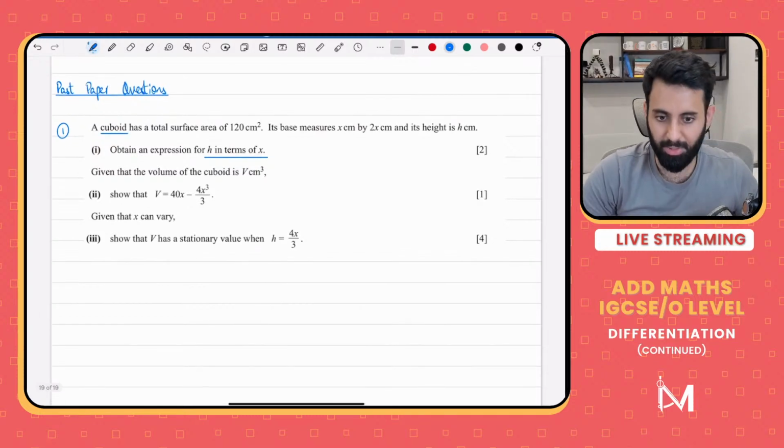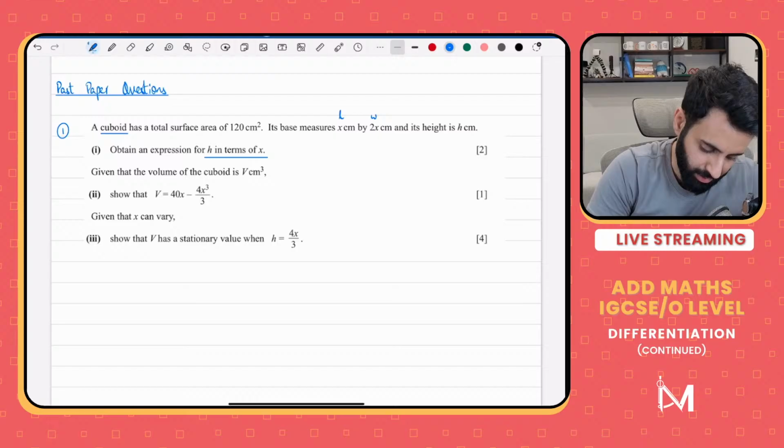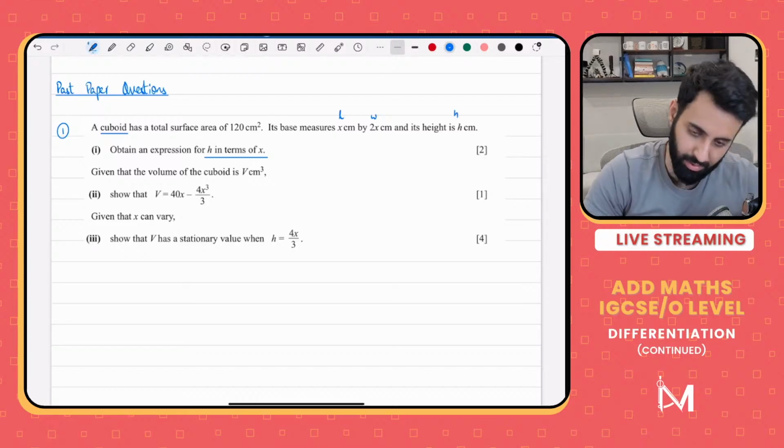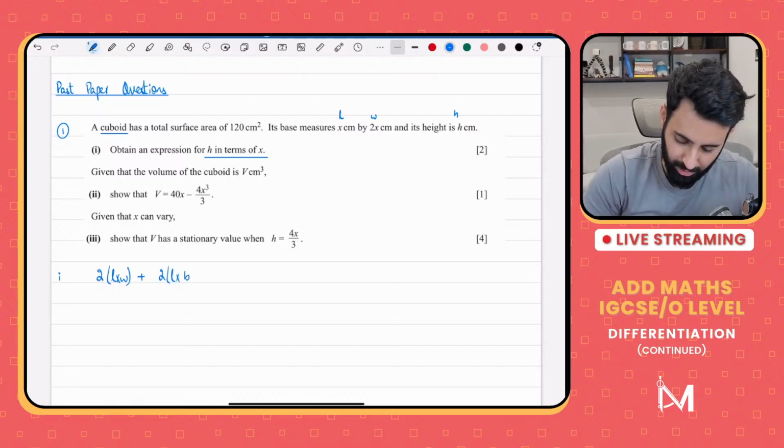So what's the piece of information that we can use? We're given the length, the width, and the height, and we are given the total surface area. Now what's the formula for calculating total surface area? We're talking about a cuboid, so we're going to assume that it's a closed cuboid. It's not an open cuboid, it's a closed, solid cuboid.